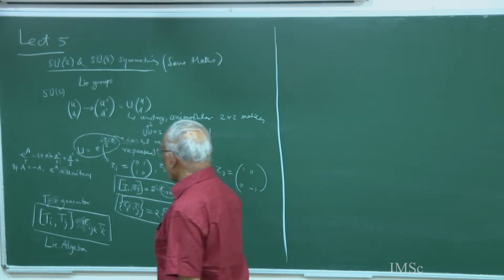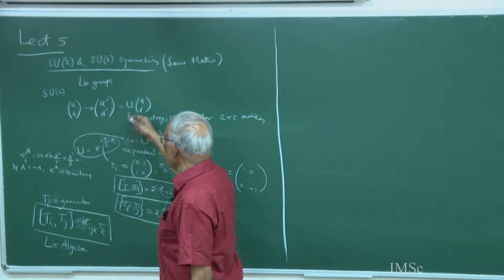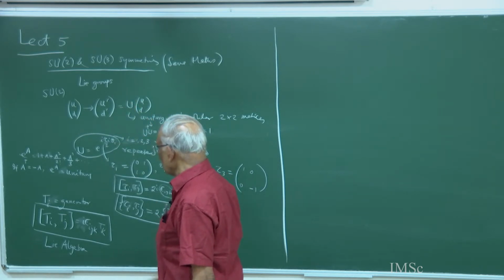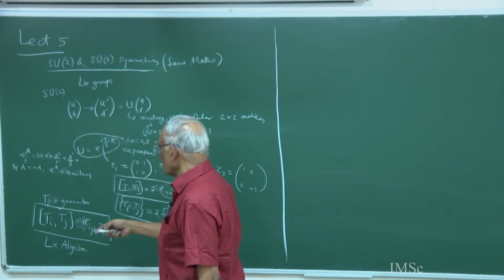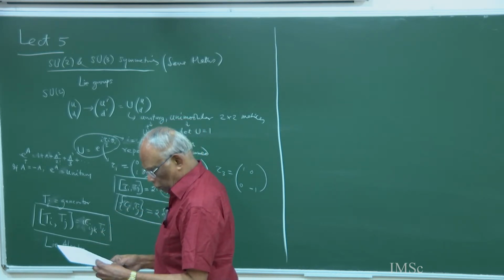This is called Lie algebra. U's themselves, for arbitrary theta, satisfy the rules of groups. They are called Lie groups. This is called Lie algebra. The generators satisfy Lie algebra. In fact, most of the time we will be using the Lie algebra only, not the group.